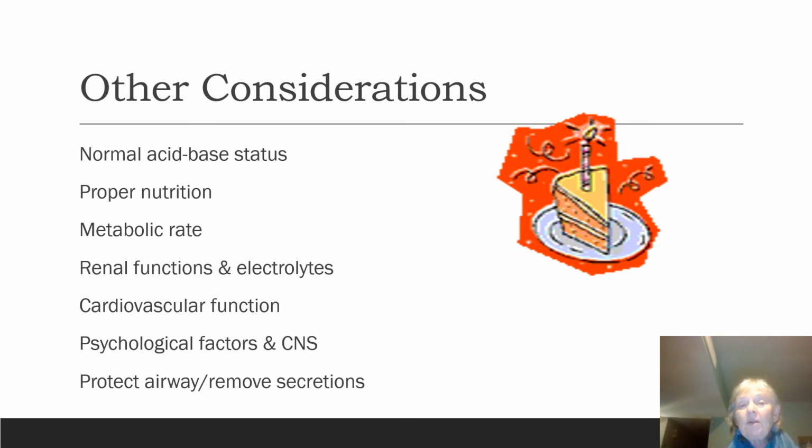Other things we want to look at, we want a normal acid-base balance. We want to make sure they've had some nutrition. Remember, we're not going to feed them straight carbs. If we do, that has an RQ of 1. That means they're going to have to work harder to get rid of that excess CO2. The metabolic rate, they're not extremely active, that they're still doing okay. Where's their renal function? Where are their electrolytes? Again, cardiovascular, psychological factors, and protecting that airway.